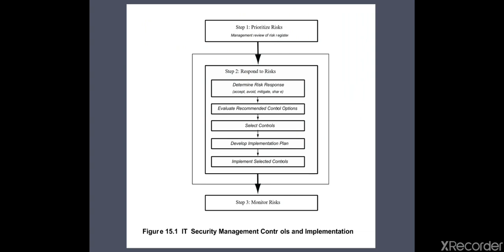Chapter 14 focused on the first step and half of the second step, that is regarding prioritizing the risks, responding to the risks, determining how we are going to treat specific risks, whether accept, avoid, reduce likelihood, reduce vulnerabilities or consequences, and share or transfer. Okay, in this chapter we will start with selecting the controls, developing an implementation plan, implementing selected controls, and monitoring the risks.